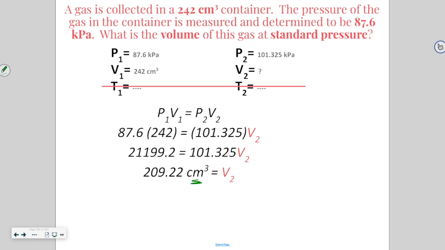How do we know what this unit is? It's always going to match the unit from the other side. So if this is centimeters cubed, then your answer must be in centimeters cubed.